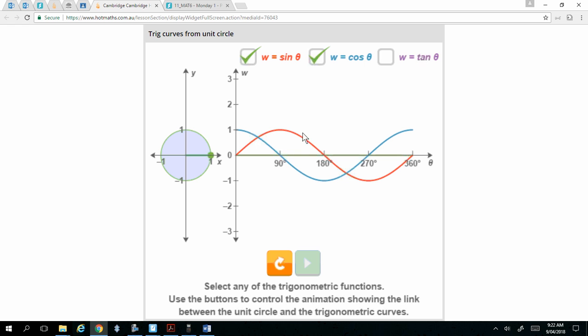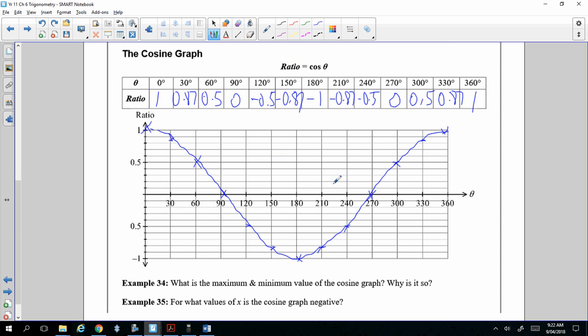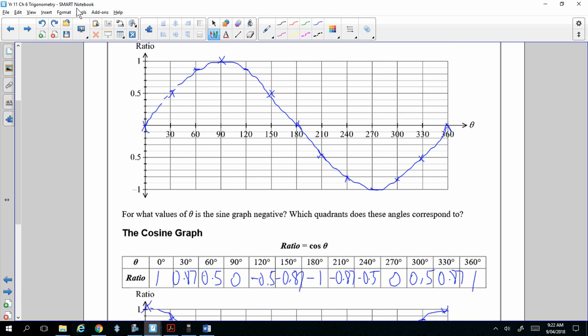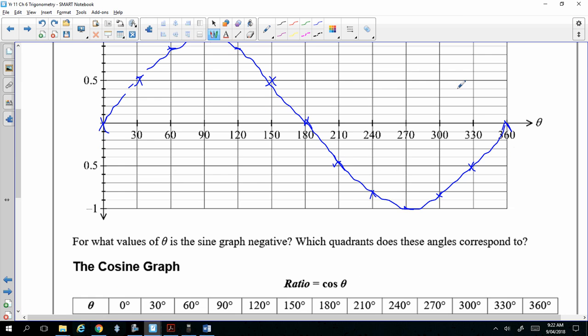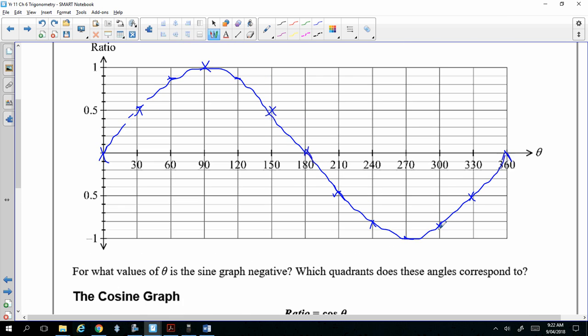All right, we're going to answer a few questions. So there's some questions we're going to answer. It's still recording, good. All right, what values of theta is the sine graph negative? When is it negative? Yeah, it's between 180 and 360, isn't it?